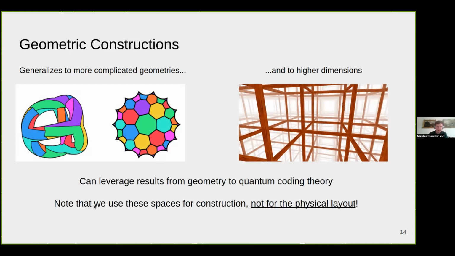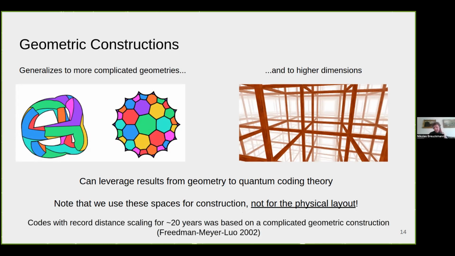And the reason why we want to do this is because we can leverage results from geometry for quantum coding theory. And I want to again stress that we use these spaces for constructions, not for physical layout. So when I talk about, I don't know, 4-dimensional hyperbolic manifolds, this doesn't mean that we need a 4-dimensional hyperbolic space to realize these codes. In the end, what we obtain is just some set of observables that we want to measure, and these can, in principle, be non-local in certain architectures. But I will talk about this later as well.